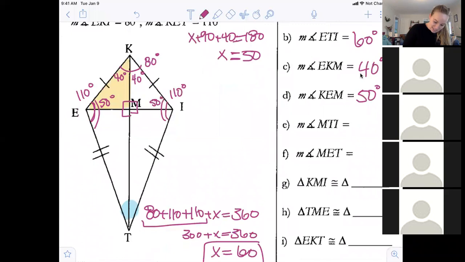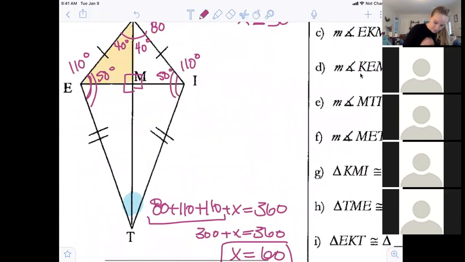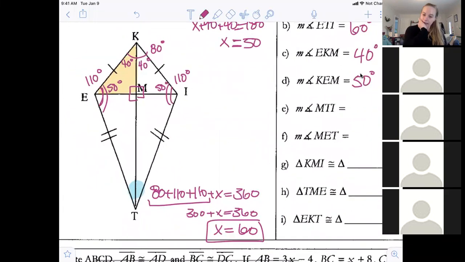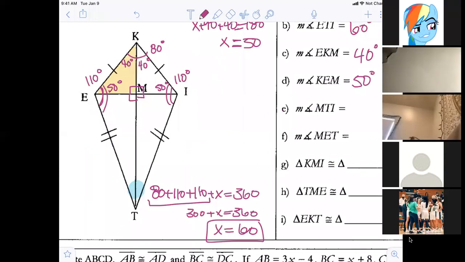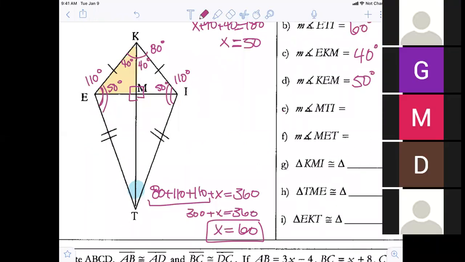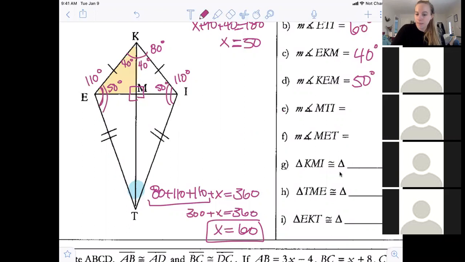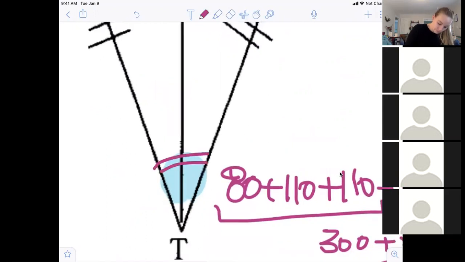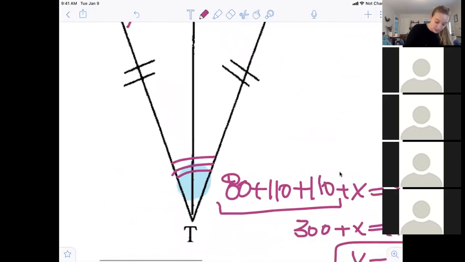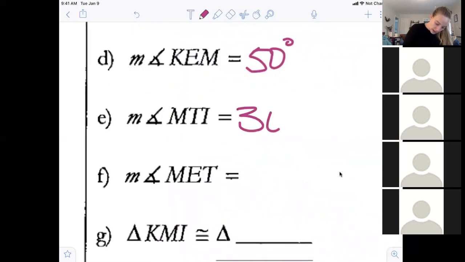Now I need to do MTI. Would it be 30? 30, why? KT is an angle bisector of T, and we already figured out that T equals 60. So we've got this whole angle is 60, and to split it evenly is 30 and 30. Good, Sid. 30 and 30 MTI.